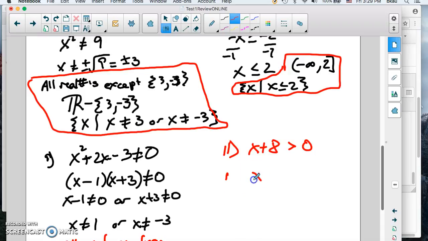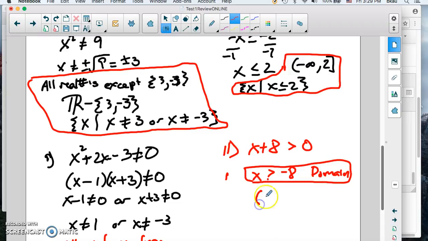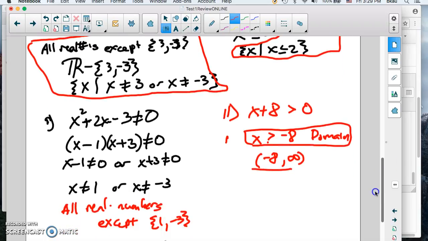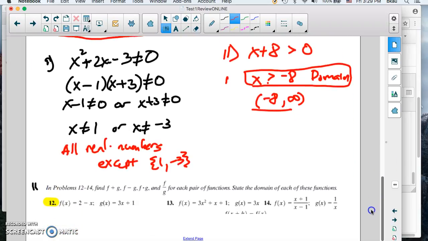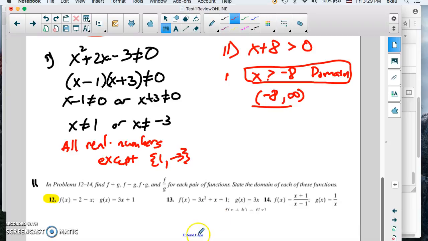So in this case we'd say x is greater than negative 8 is our domain in solving it. Or you can also say negative 8 to infinity for your domain. All right, so that's problem number 10 on your review. Problem 11 starts out this way.